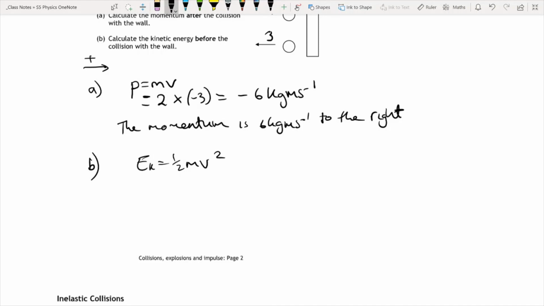Oh, yeah, sorry, to the left. Yeah, thank you very much for pointing that out. I'm obviously still slightly ill because I can't tell my left from my right.